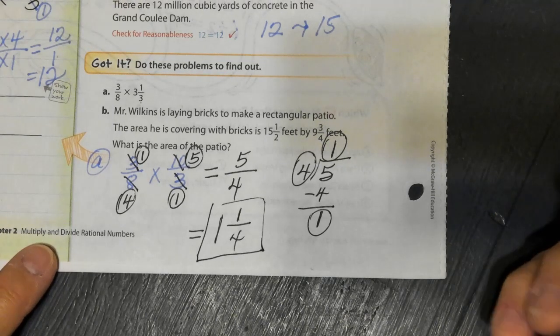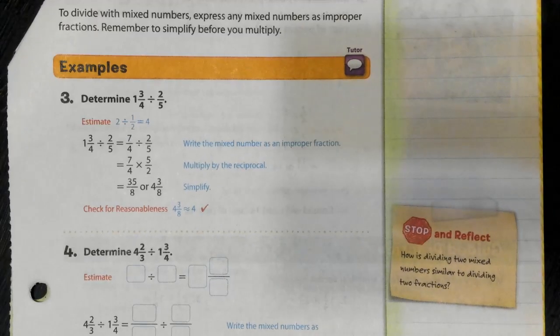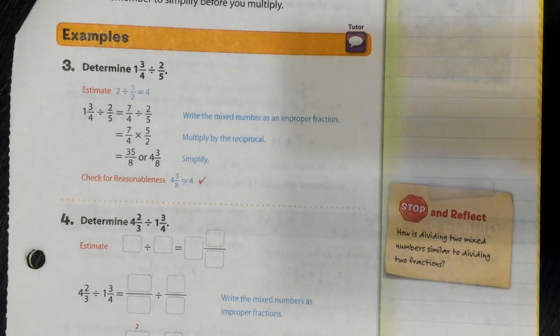Let's look on the next page. The next page is page 173. This is dividing by a mixed number. Okay? Dividing by a mixed number, not any big deal. You had some yesterday, didn't you?